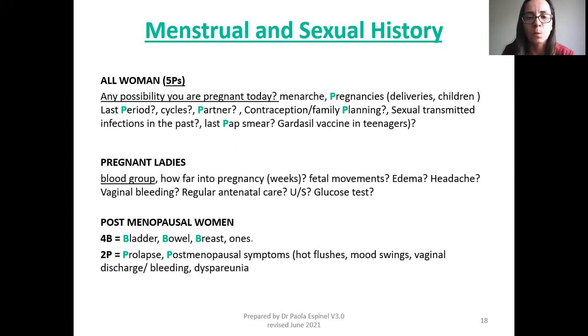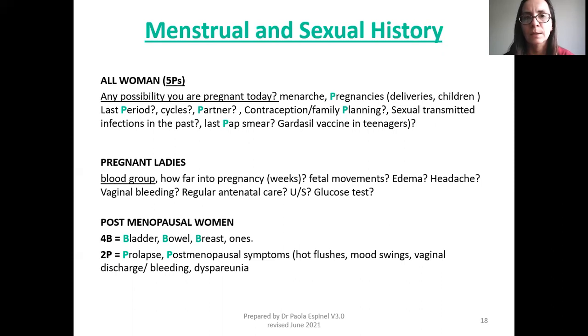And for postmenopausal women, there's the 4 Bs, 2 Ps. This is more about history, not systems review. Check if there's any problem with incontinence, bowels, breast pain, lumps, and bones. Fractures. P, prolapse, or postmenopausal symptoms. That could be a cause of complaint or just something else that you want to investigate.